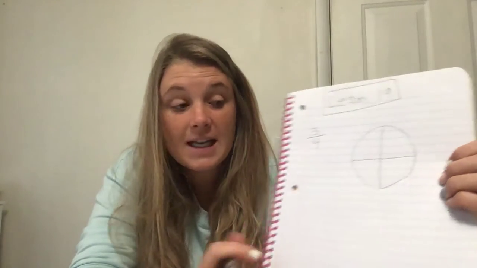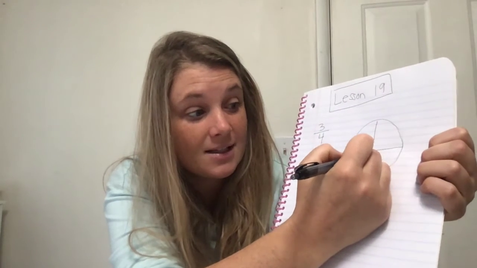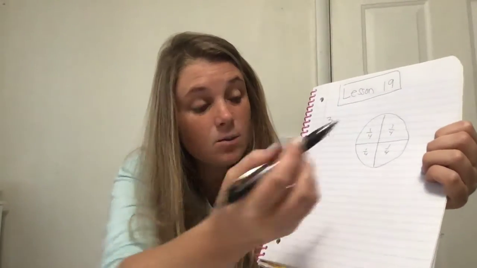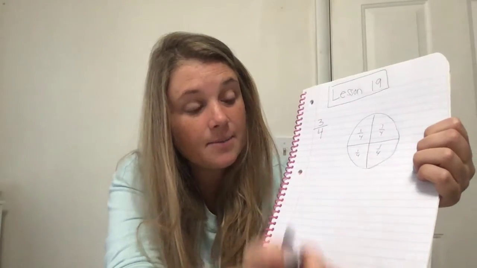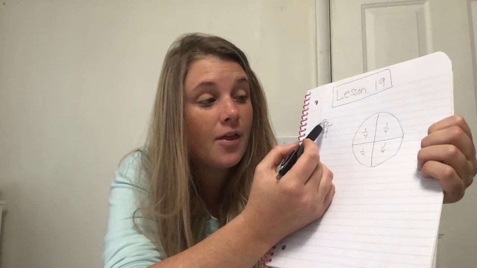Now, each of these pieces is what? It's 1/4, right? Remember this? 1/4, 1/4, and 1/4. So each of these pieces is 1/4. That's how big it is. Now, what if we have 3/4? What does 3/4 mean?